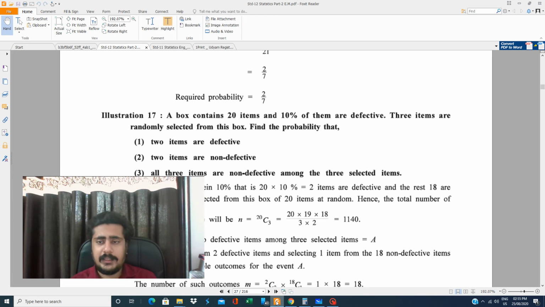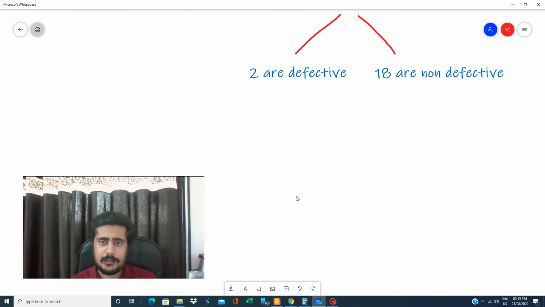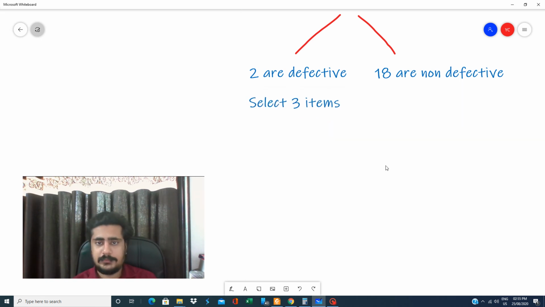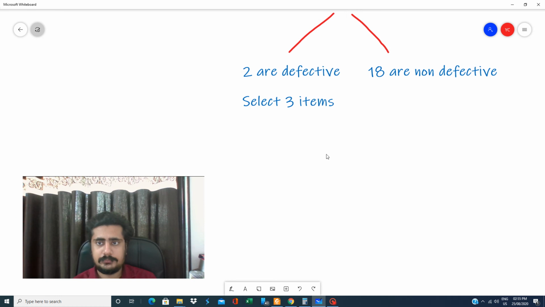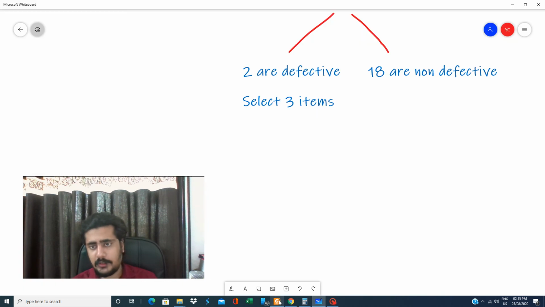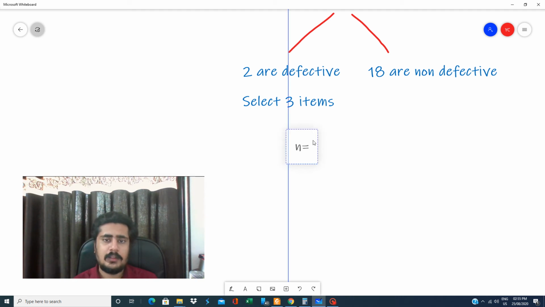You have to select three items. Three items are randomly selected from this box. Find the probability that two items are defective, two are non-defective, all three are non-defective. So let us find n first. What is n? Total there are 20 items and you have to select 3 from the 20.